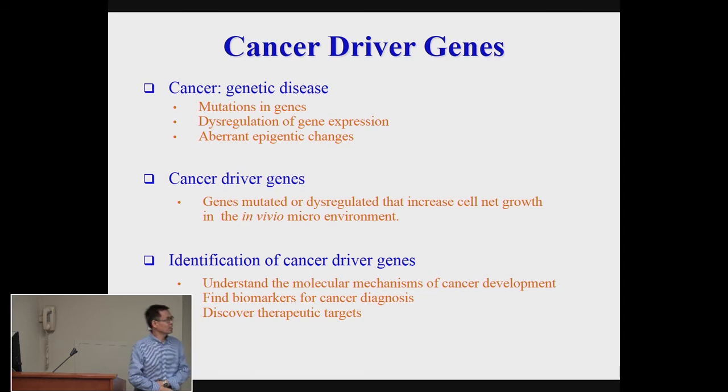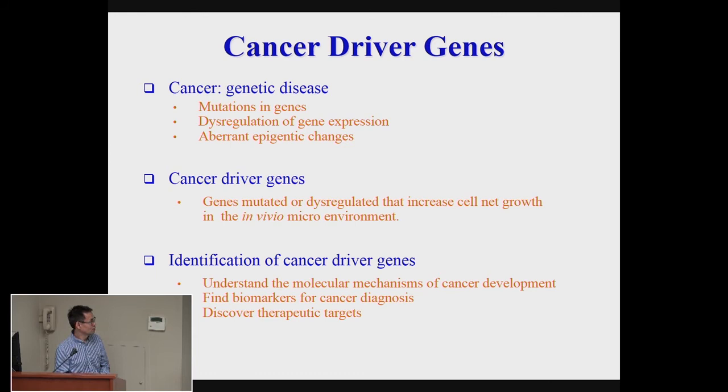So we know cancer is a genetic disease, right, caused by mutations in genes or dysregulation of thousands of gene expression, and also some aberrant epigenetic changes. We found that in a tumor, typically there are a thousand mutations, and a thousand genes are dysregulated. The question is really which genes or which kind of changes drive the development of a cancer. So identifying these cancer driver genes is obviously very important, to understand the molecular mechanism of cancer development, to find biomarkers for cancer diagnosis, and to discover therapeutic targets.